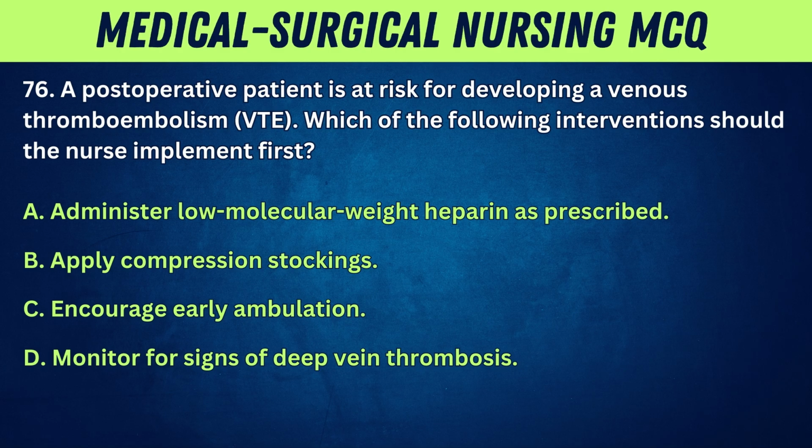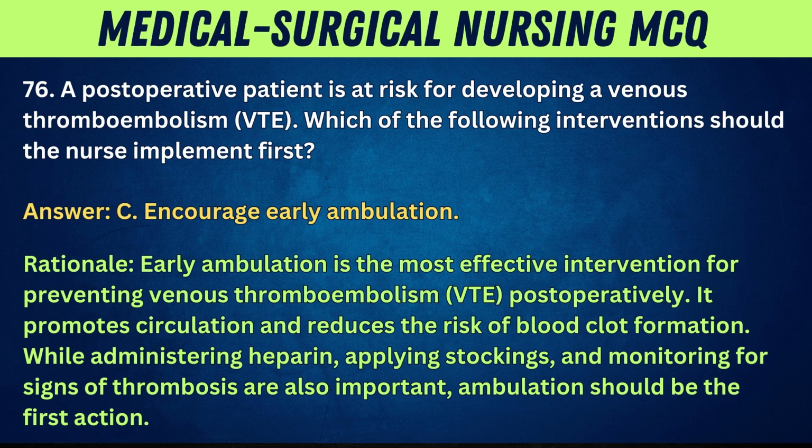76. A postoperative patient is at risk for developing a venous thromboembolism, VTE. Which of the following interventions should the nurse implement first? A. Administer low molecular weight heparin as prescribed. B. Apply compression stockings. C. Encourage early ambulation. D. Monitor for signs of deep vein thrombosis. Answer: C. Encourage early ambulation.